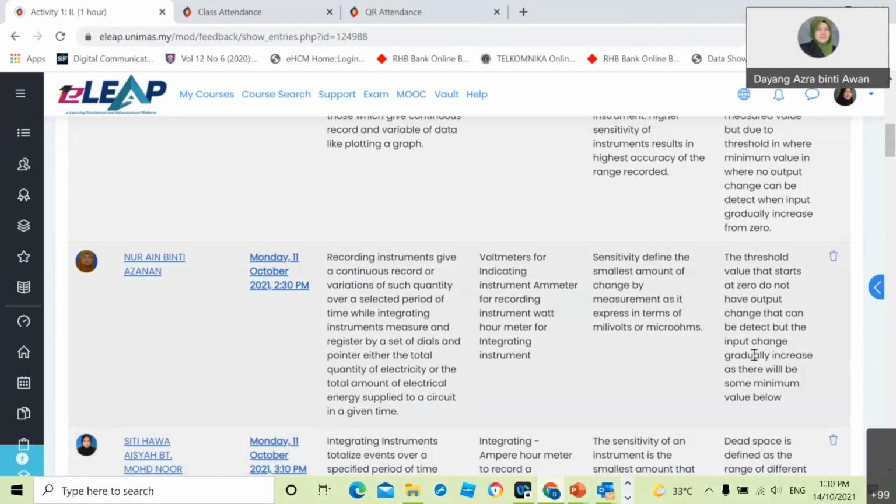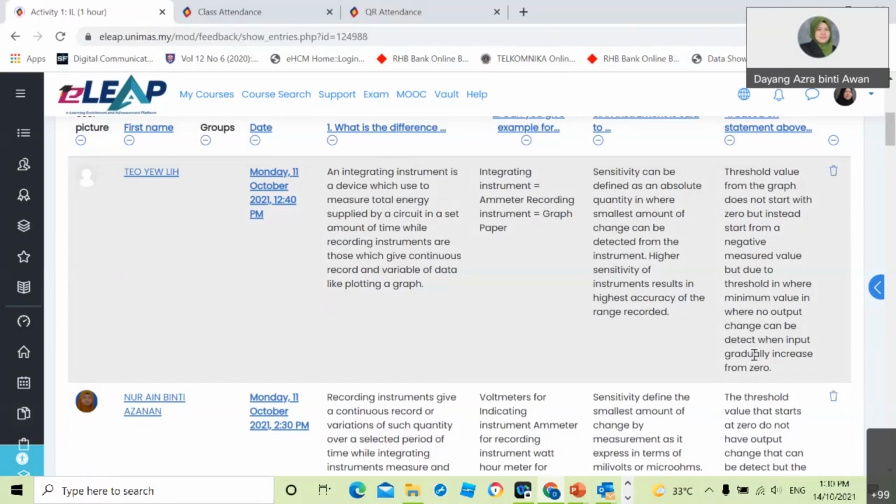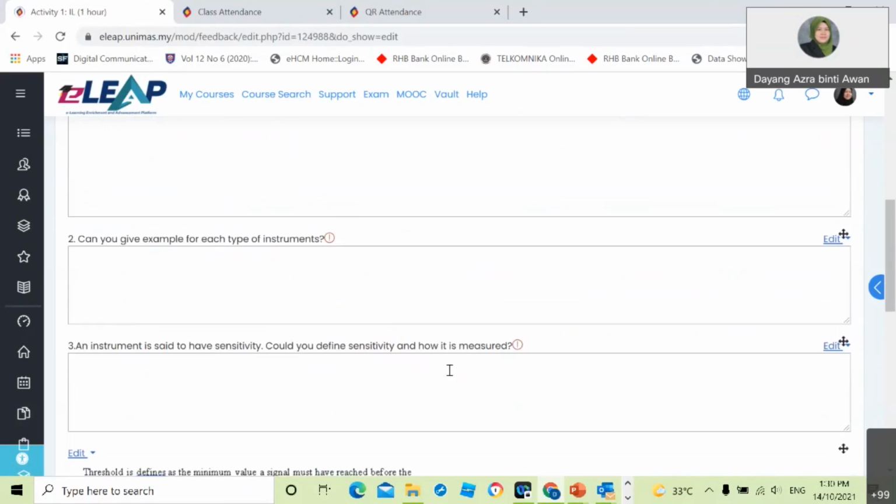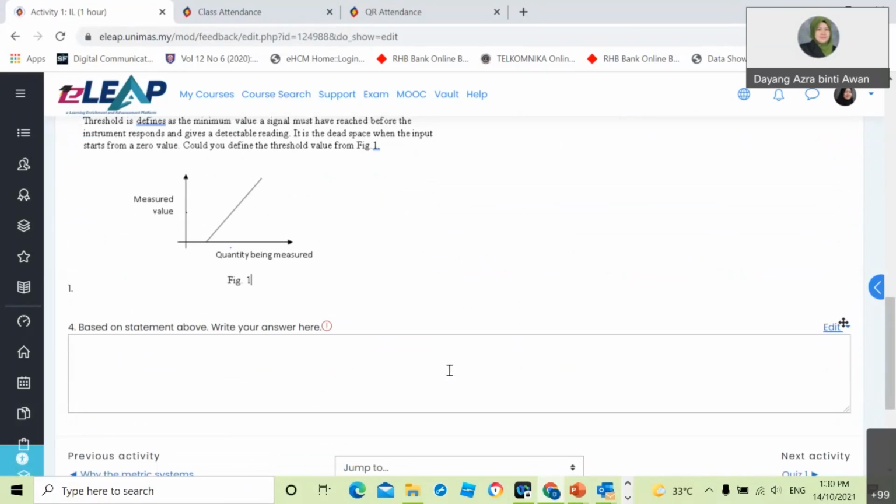Threshold value that starts at 0 does not have an output change that can be detected by the input changing gradually. Threshold value from the graph does not start with 0 but instead starts from a negative. So you can see here, define the threshold value. So your threshold value is located here. So you cannot say it starts from negative, because your graph starts from positive, it is just shifted slightly from its 0 point.